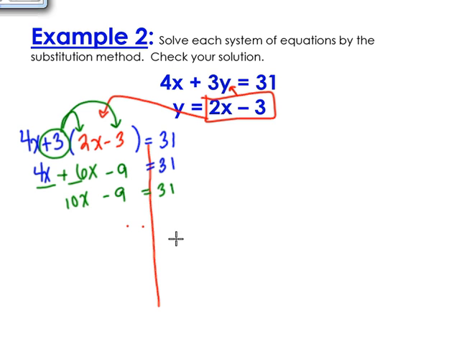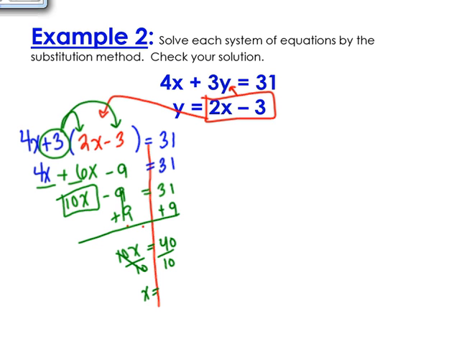Next step, are all my variables on both sides? And they are. So I'm going to box my variable. How do you get rid of minus 9? Add it. Add 9 to both sides, and I get 10x equals 40. Divide both sides by 10. And the x value of my ordered pair is 4. This is where they would cross on a graph. So now I need to find my y value.